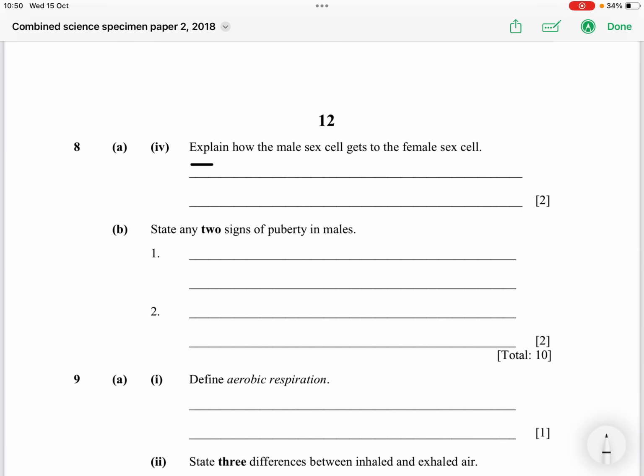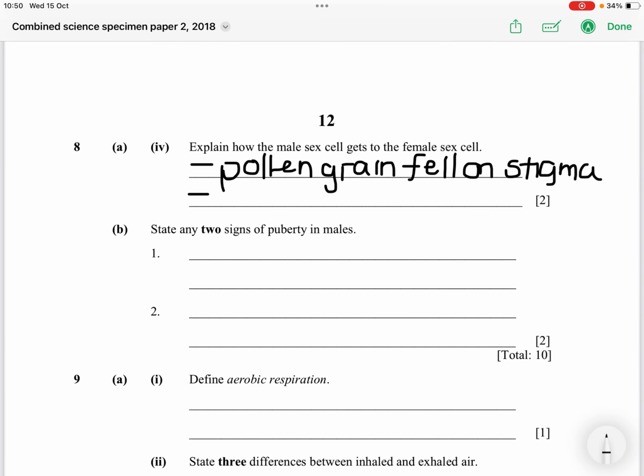So when we are explaining here, in summary, we talk about the pollen grains falling on the stigma, and then after that we talk about the pollen tube. This is going to reach the ovary through the pollen tube.